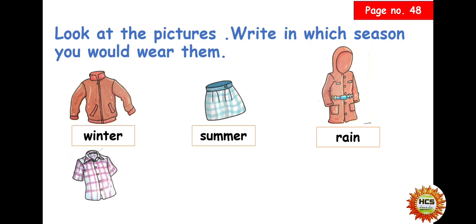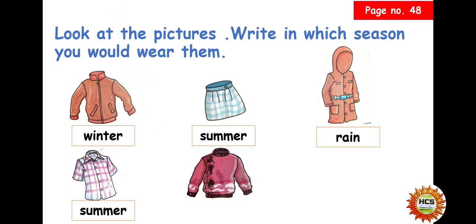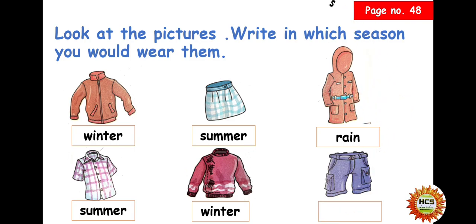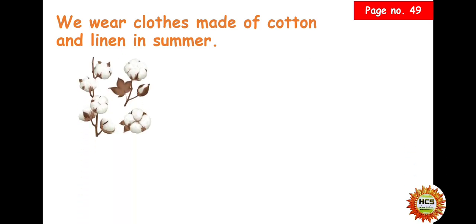Okay, so this picture shows that we wear these types of clothes in summer. Write down the answer, summer. And now look at this picture. This is a woolen sweater. So we wear these types of clothes in winter. Last picture, we also wear these types of clothes in summer. We wear clothes made of cotton and linen in summer.